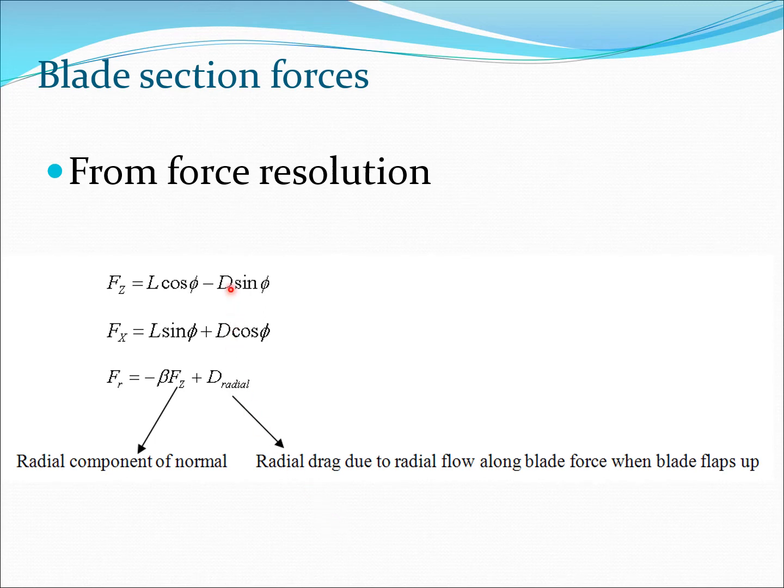From the lift and drag, we then resolve Fz, Fx and Fr. Of course Fz and Fx we have discussed before also. They are simply obtained by resolution of the forces L and D in the two directions, vertical and in the plane of the rotor disc. There's also the force Fr, and Fr is negative beta Fz plus D radial. So these two components are there. One is the radial component of the normal force, and the second is the radial drag due to radial flow, which takes place when the blade flaps up.